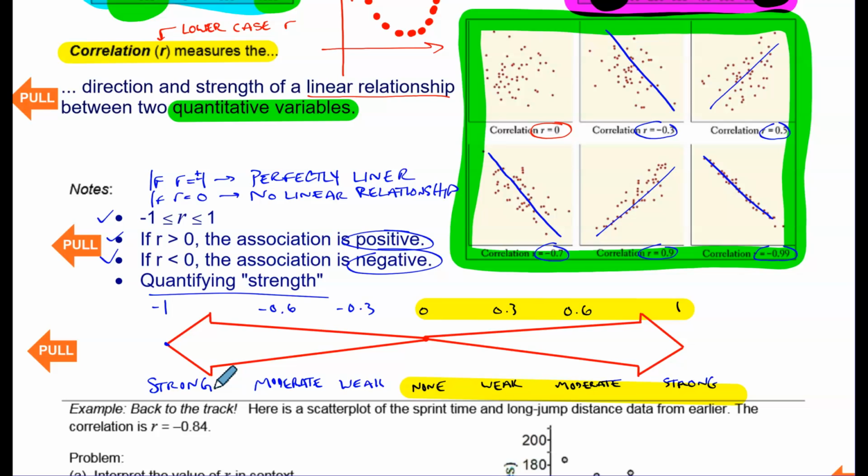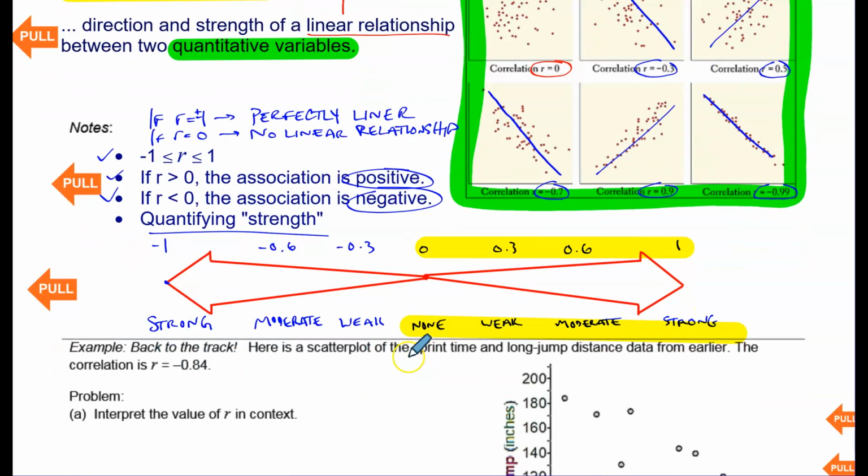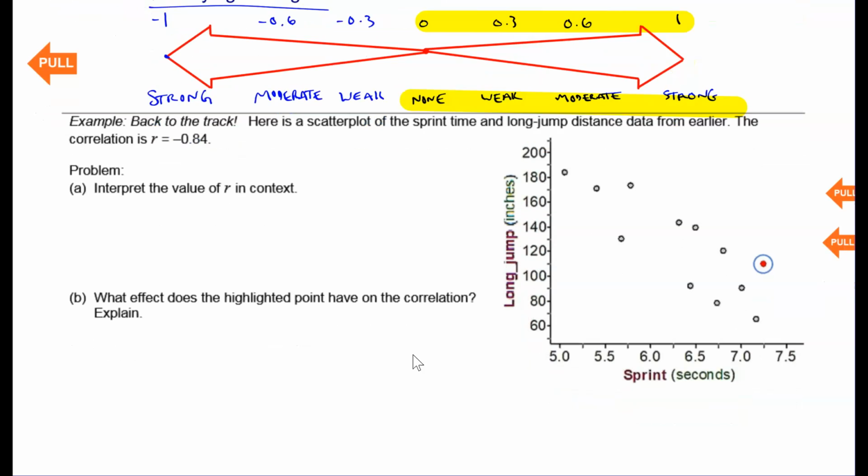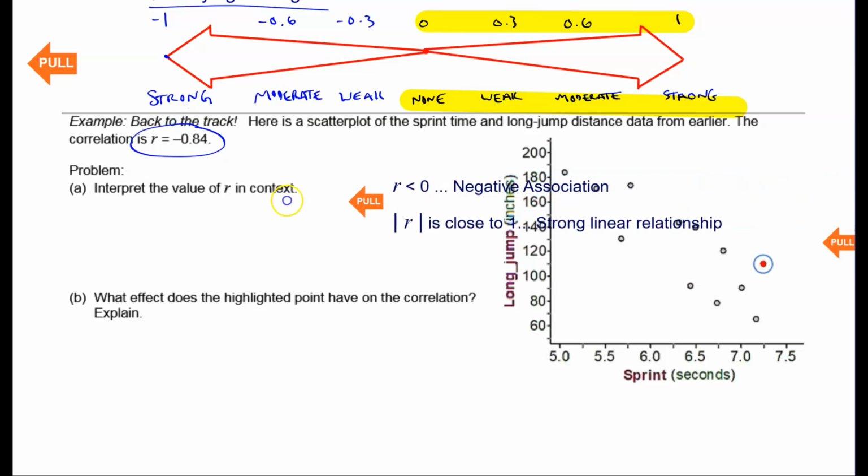Okay, so let's see correlation in action. We're going to go back to the track. Here's a scatter plot of that sprint time and long jump distance that we talked about on page 1. And the correlation for this data set is negative 0.84. We're asked to interpret the value of R in context. And anytime we're asked to interpret R in context, we have to talk about both the direction and the strength. So a good interpretation of that negative 0.84 would be this.